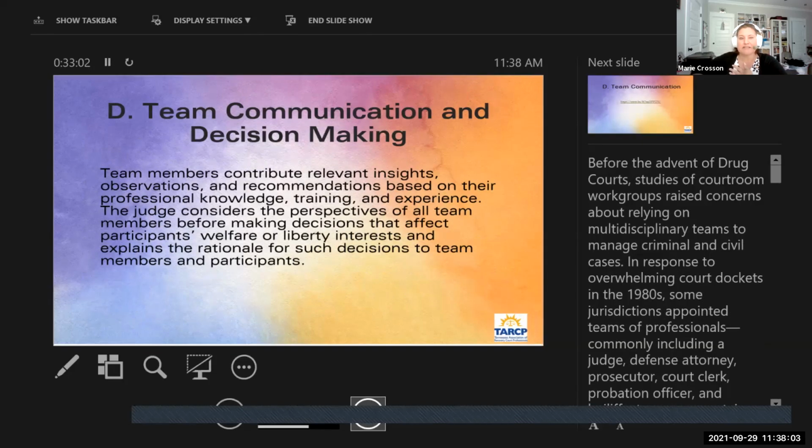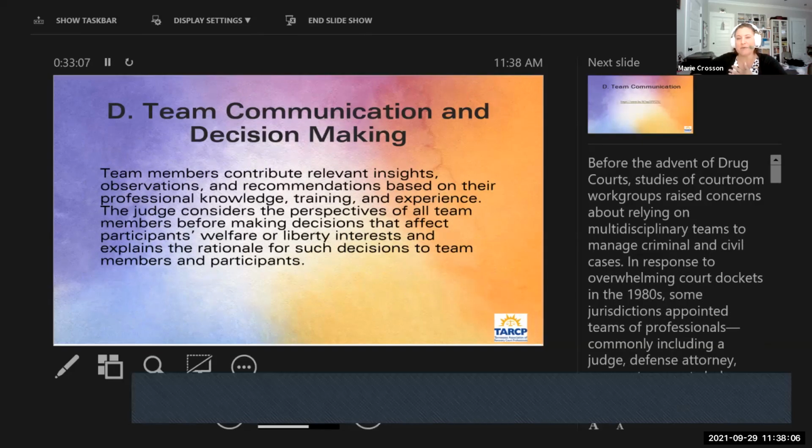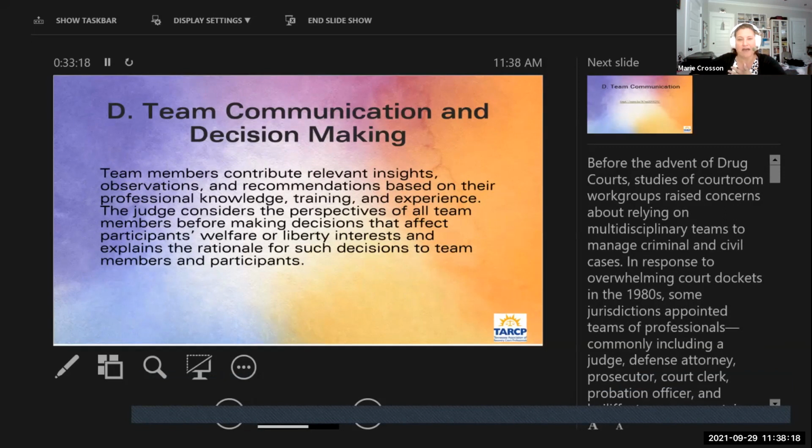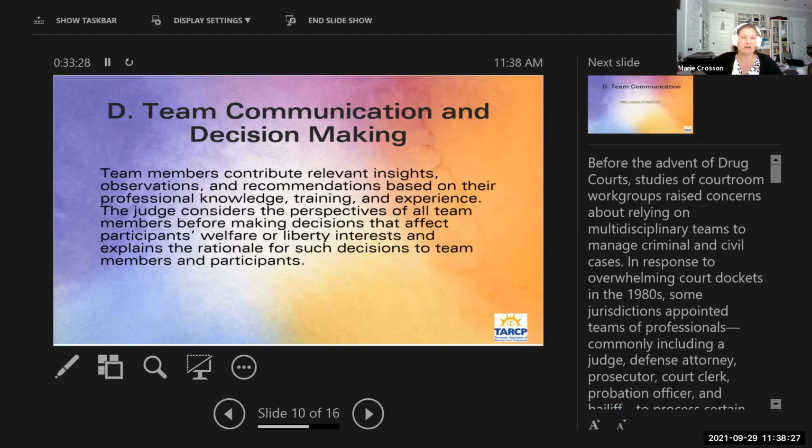Okay. Team communication and decision making. So, if we go back to the very first slide, we acknowledged that while recovery courts have been around for a couple of decades now, we're partnering these disciplines together, and it is not necessarily the smoothest fit. It does take a while to get used to, and to understand what my role is in this, and what I am doing versus what that person is doing.